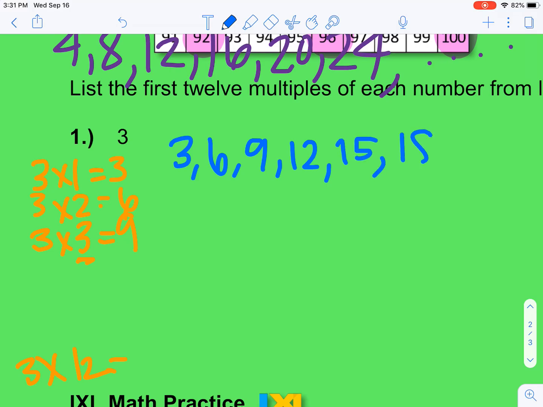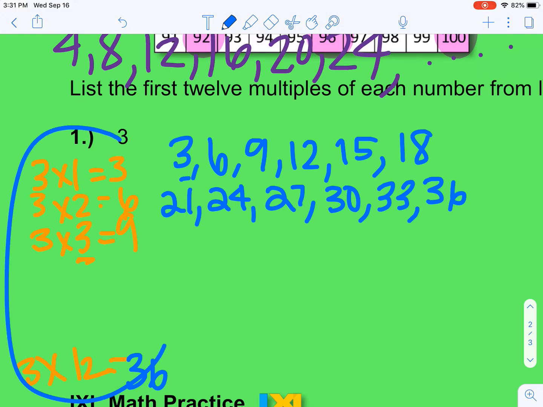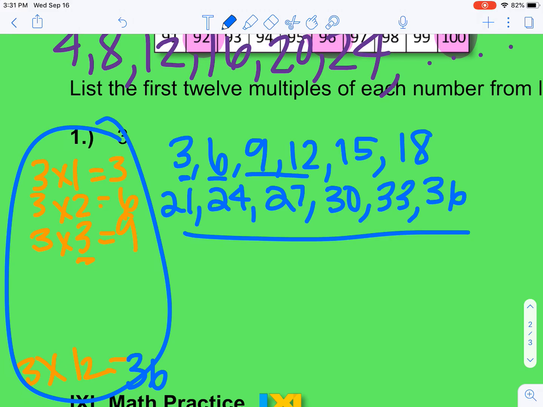3 times 6 is 18. 3 times 7 is 21. 3 times 8 is 24. 3 times 9 is 27. 3 times 10 is 30. 3 times 11 is 33. And 3 times 12 is 36. So this would have been my last number down here. So if I write it out this way without writing out all this, my numbers are already in order from least to greatest. Start at 3, 6, 9, 12, 15, 18, and then I continue going. So I have written the first 12 multiples of 3.